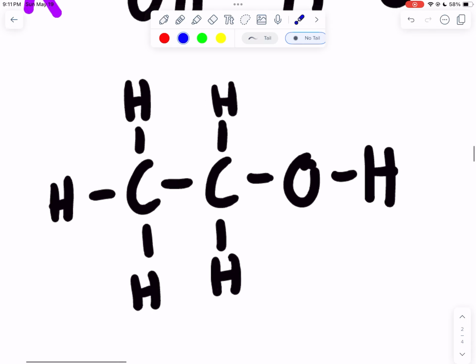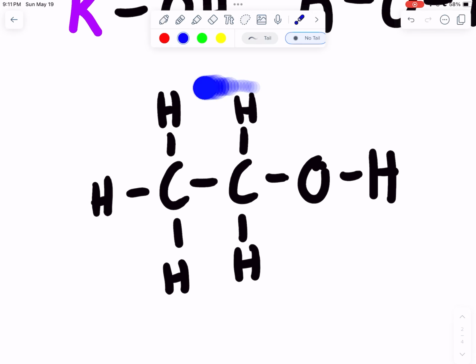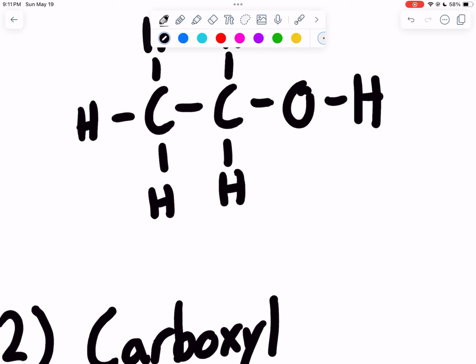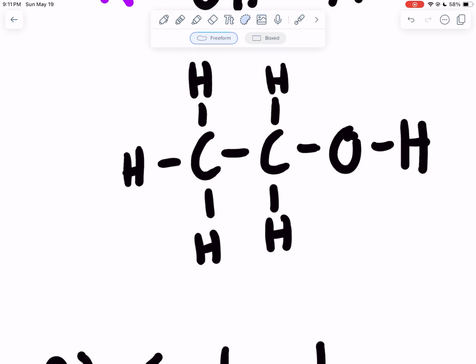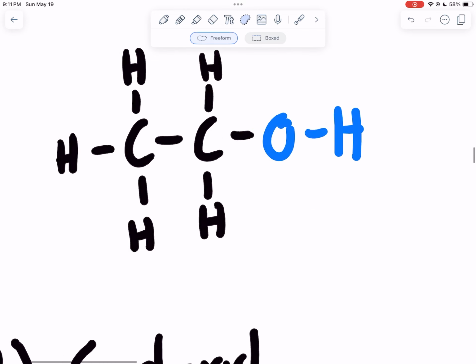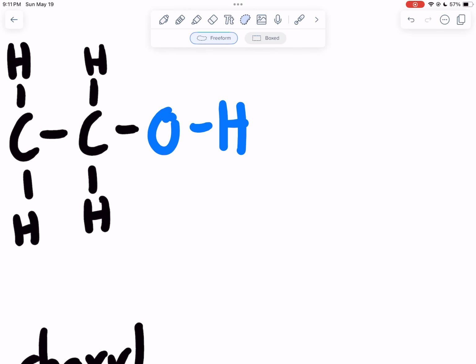This is ethanol, which is a form of alcohol, and it's a very common molecule that you see. And right here, the important part is it's an example of a hydroxyl group, as we can see right there. This is the hydroxyl group. And that's just an example.